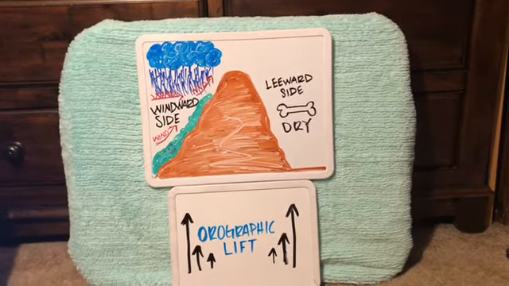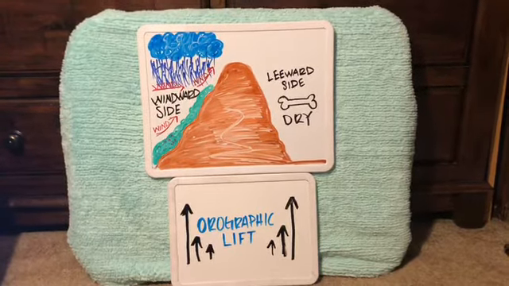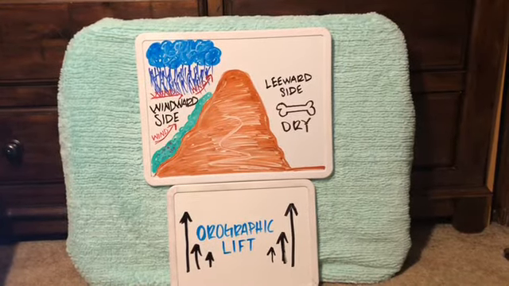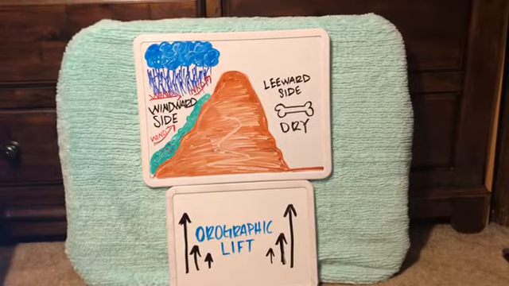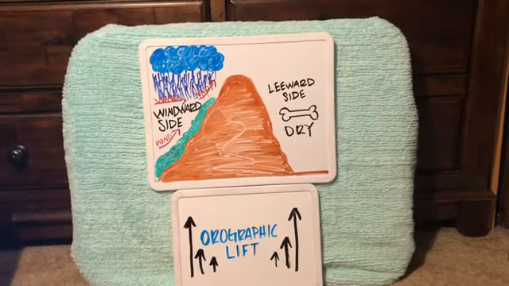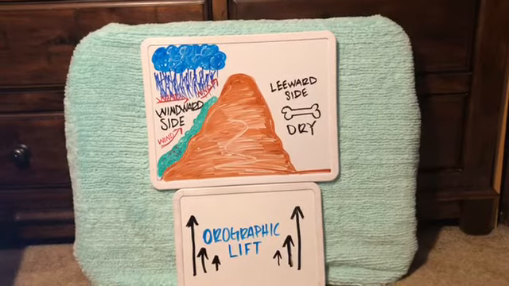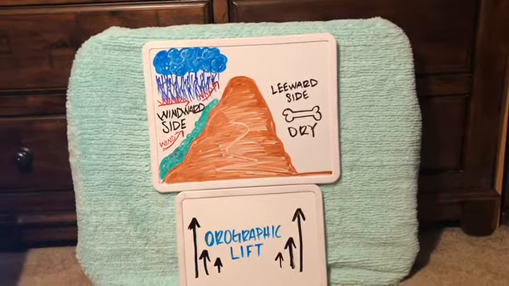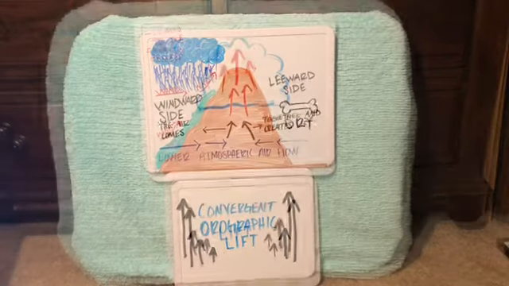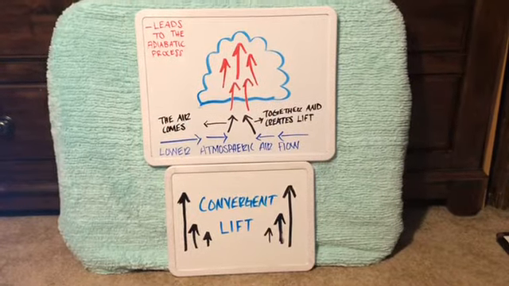Fun fact, as you can see by the diagram, most of the rainiest places on Earth are on the windward side of the mountain slopes where it's green and wet. And the moisture is lost by the time the air reaches the leeward side of the mountain where it's bone dry.